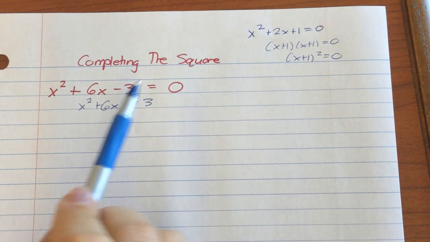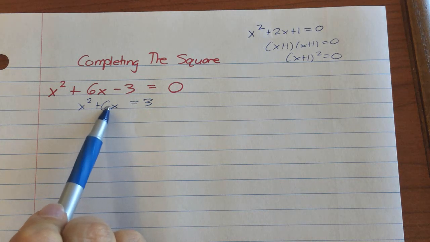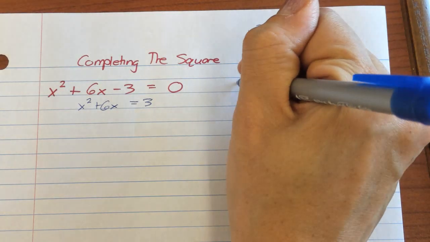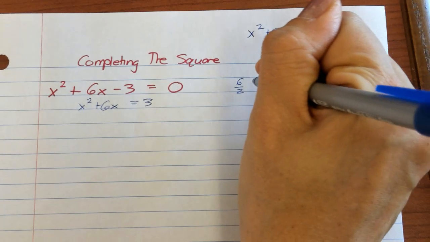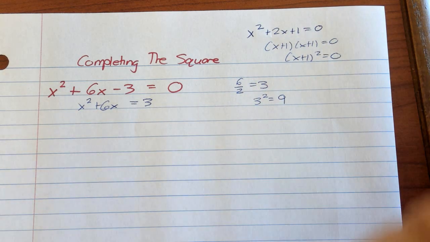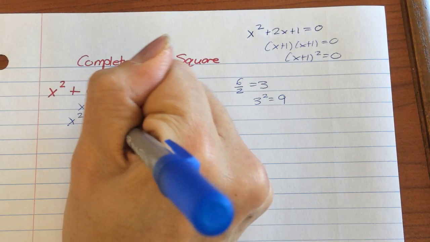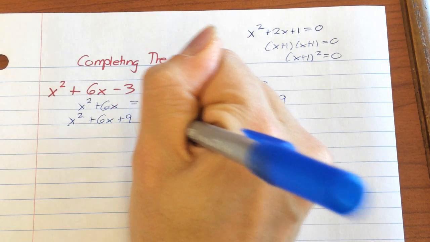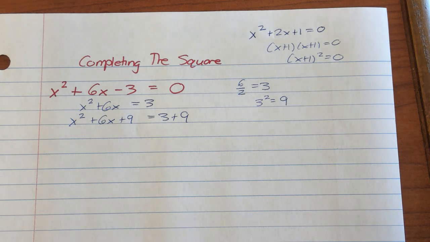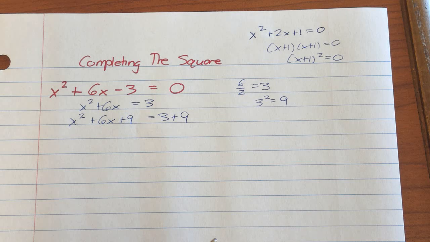Then I'm going to take this term, divide it by 2, and square it. So I am taking 6 divided by 2, which gives me 3, and then I'm squaring that. That gives me 9. And I'm going to add that to both sides. So this becomes x squared plus 6x plus 9 equals 3 plus 9. And the reason I have to add it to both sides is if I just add it to one side, I've changed the equation. I don't want to change the equation.